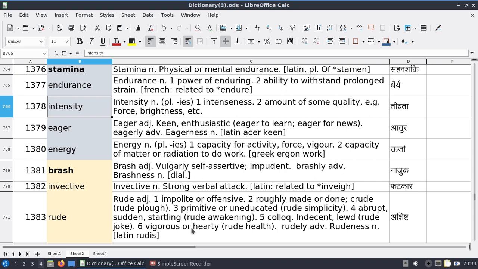Eager. Eager is enthusiasm. Eager means having good enthusiasm. That is eager. Energy. Energy is the capacity to work, capacity for activity. That is energy. Energy has come from Greek word ergon, which means work. Energy is the capacity to do work. So stamina is related to endurance also, energy also.